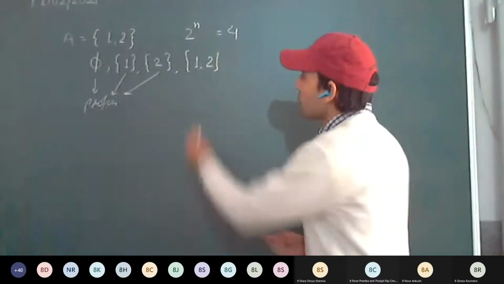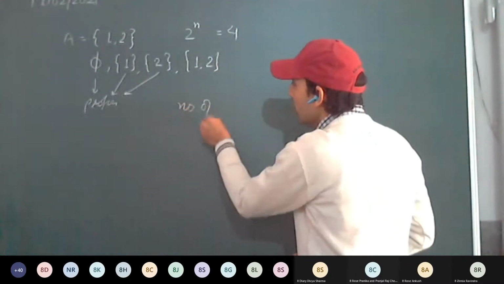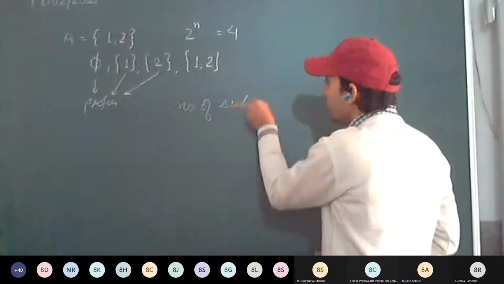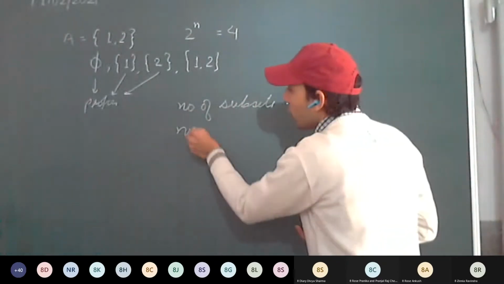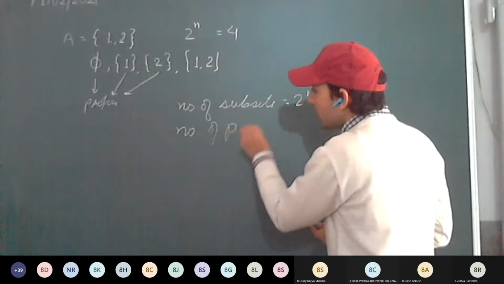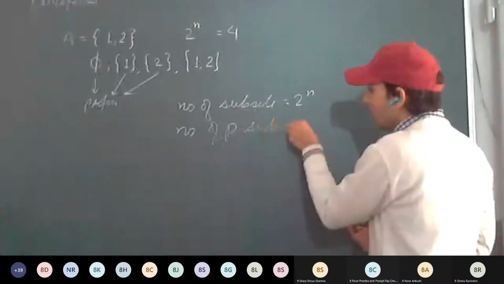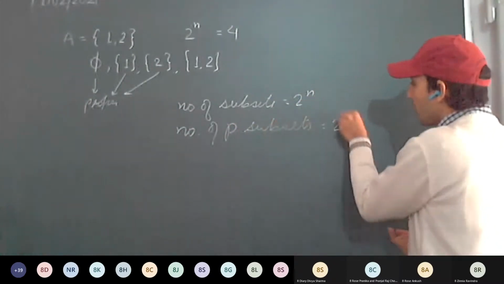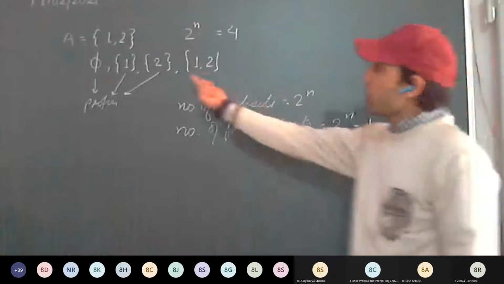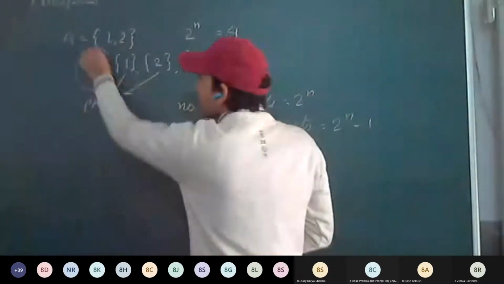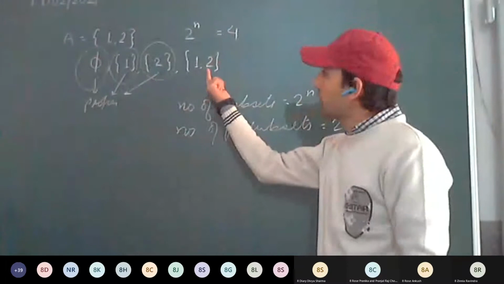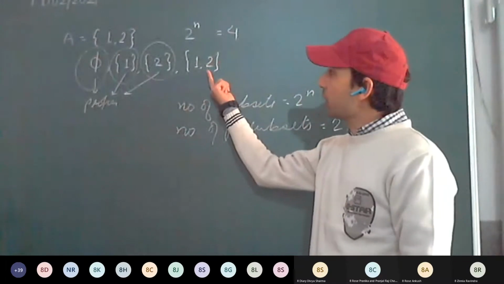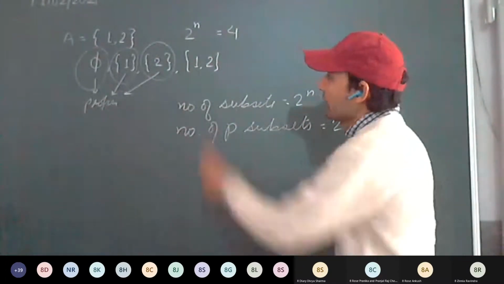The number of subsets is 2 raised to power n. And the number of proper subsets is 2 raised to power n minus 1. And which are the proper subsets? This is a proper subset, this is a proper subset, this is a proper subset. But this is not a proper subset. Understood? So how to write?